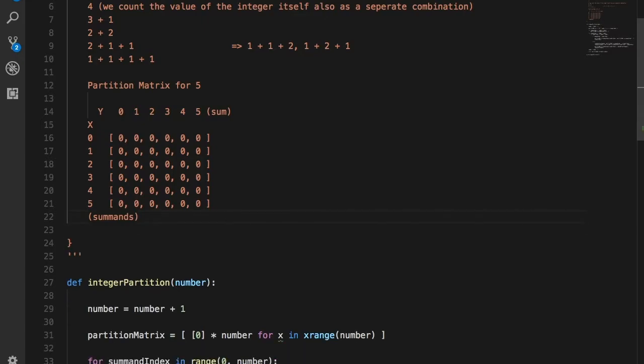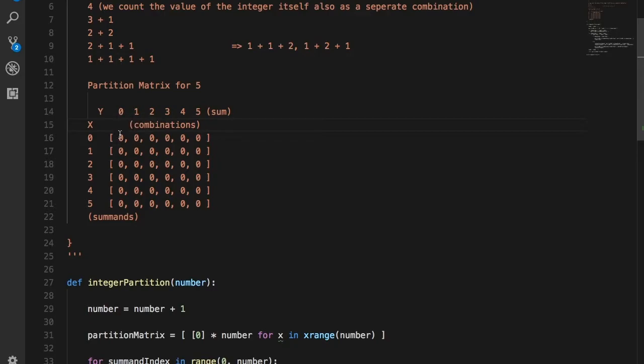Now, as the first index of y is 0, we need to create a sum of 0 from the first summand in x, which is also 0. The number of combinations in which we can achieve 0 from 0 is obviously 1, because 0 has no value and cannot be broken down any further. So we write 1 over there.